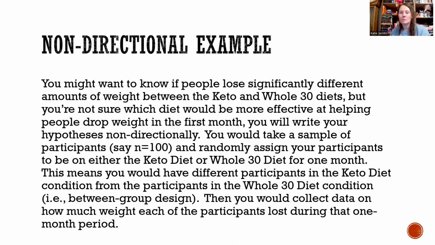If we don't know which group, then we're going to write our hypotheses non-directionally, okay? So you would take a sample of participants, let's say our sample size equaled 100, and we randomly assigned our participants to be either on the keto diet or the Whole30 diet for 1 month. This means that we would have different participants in the keto condition from the participants that are in the Whole30 diet condition. In other words, we're using a between group design. So then we would collect data on how much weight each of the participants lost during that 1 month period.